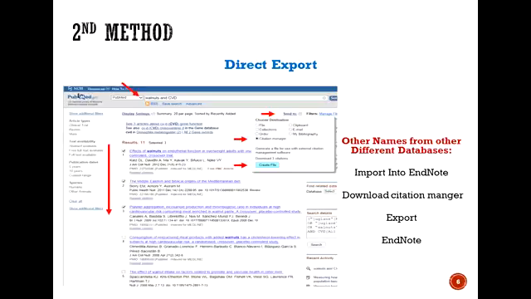So here are other names, because if you go to different databases, you might see something called import into EndNote, download citation manager, exports, or EndNote. So anything related to EndNote or importing and exporting, just choose that. That will send to your EndNote library. I think all the databases have it going to EndNote. So you just need to find it.